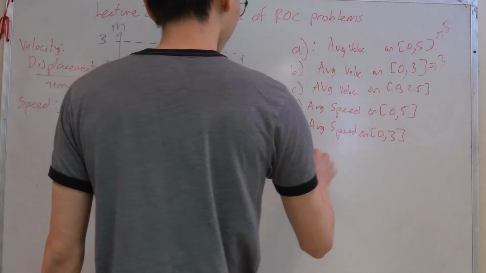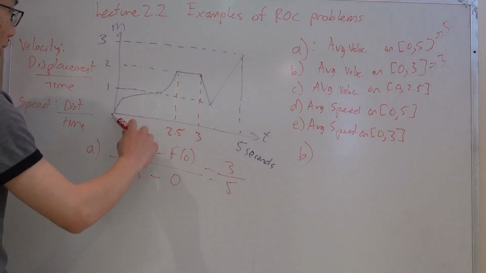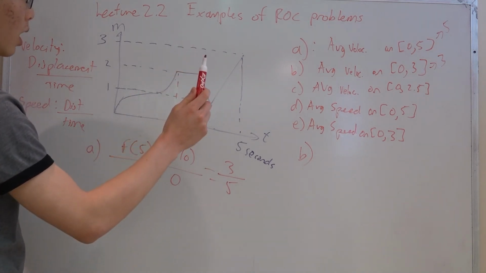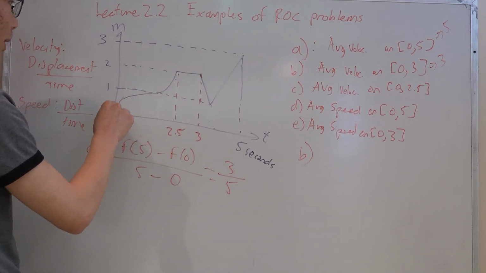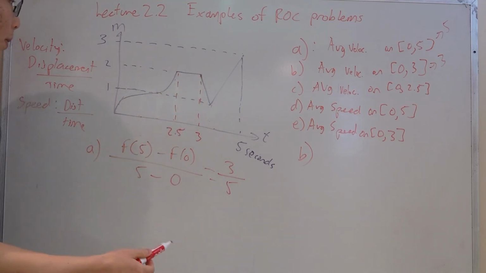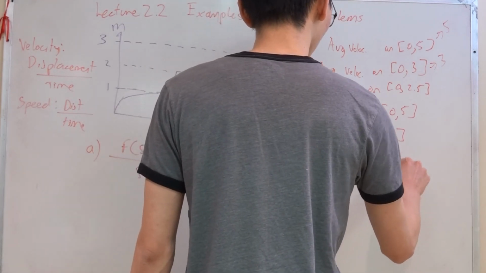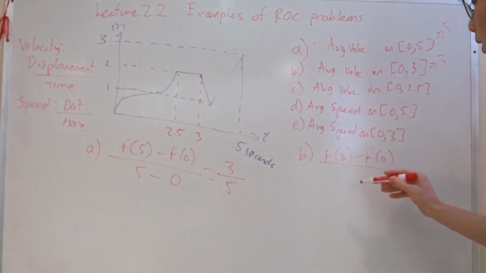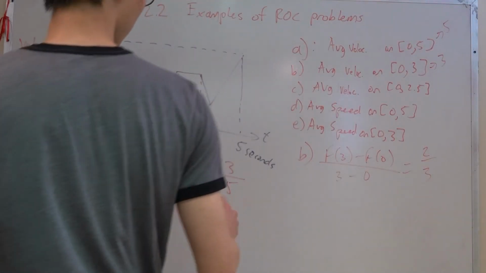For part B, we want the average velocity on 0 to 3. So what we're going to do is calculate displacement again. Your displacement as you went from here to here was exactly 2. You didn't change direction anywhere, right? No, this is a velocity, so you need displacement. You only care about the first part and the ending part. So all we need to do is again use our formula for displacement, f of 3 minus f of 0 divided by 3 minus 0, and this is quite simply 2 over 3. Okay? So hopefully that's not too difficult.